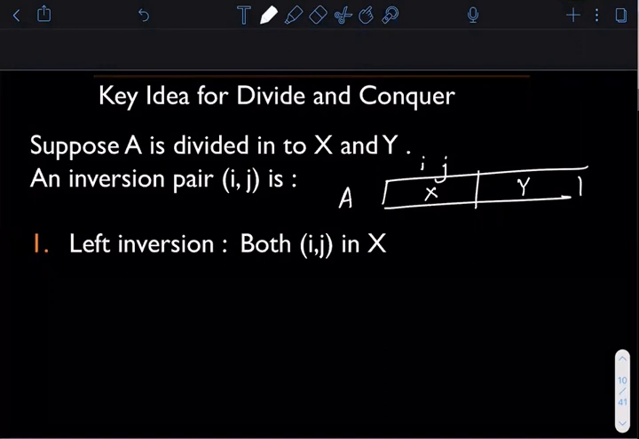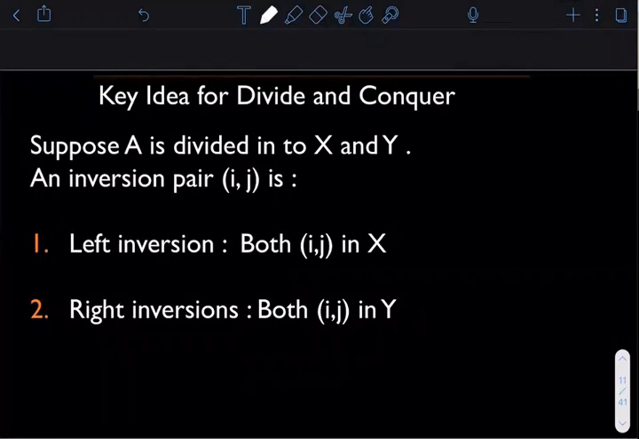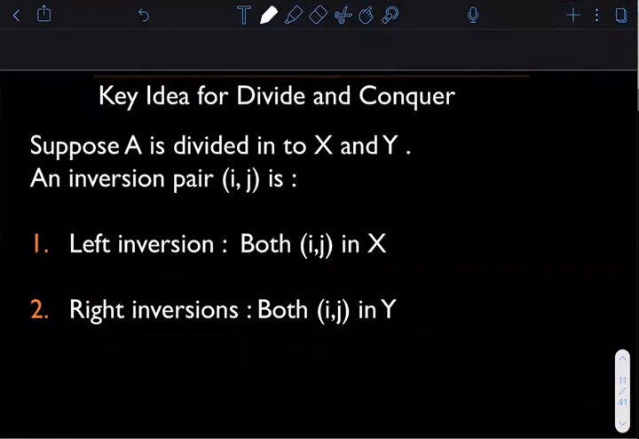Okay. Suppose instead of dividing in the middle, you divide a bit towards the left, then of course the number will change accordingly. But I guess all of you understand what left inversion means. Similarly, I will also define right inversions. So what is a right inversion? Well, if both the indices appear in Y, then I call it a right inversion.